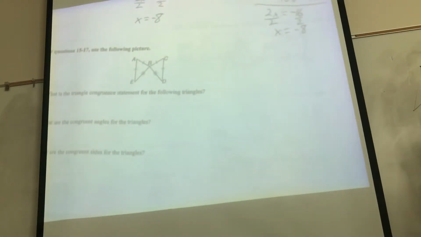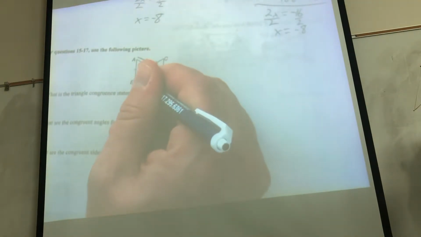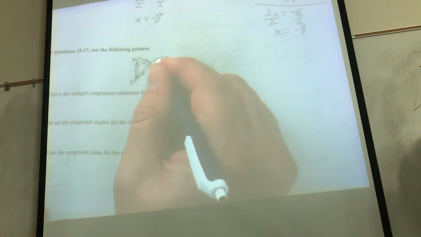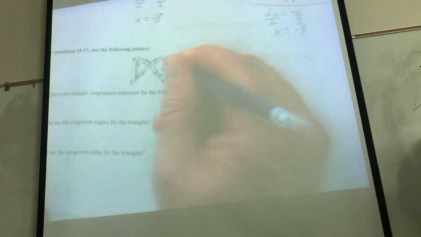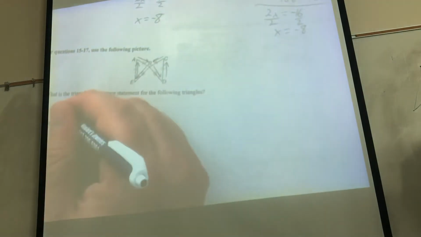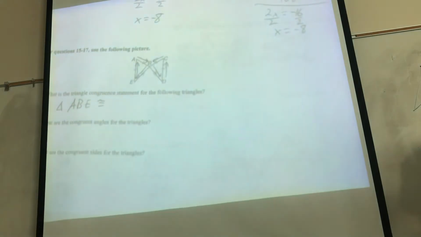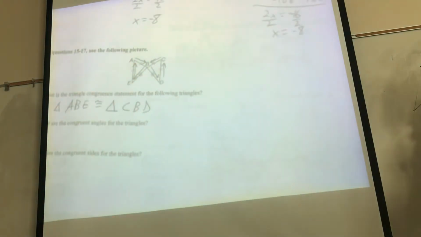What is the triangle congruence statement for these triangles? The important thing here is to make sure that you go in the same direction according to how it's set up. I'm going to go down line 1, then down line 3, then back up here, up line 2. So I need to go down line 1, then down line 3, and then back up line 2. So it's going to be triangle ABE is congruent to triangle CBD.